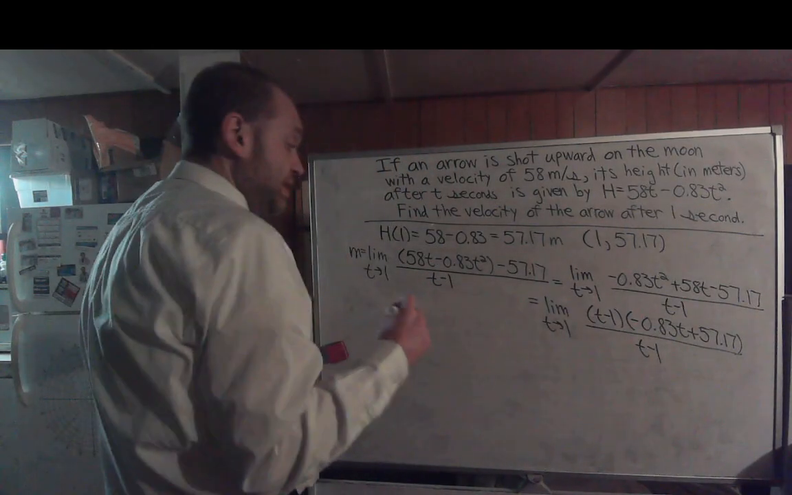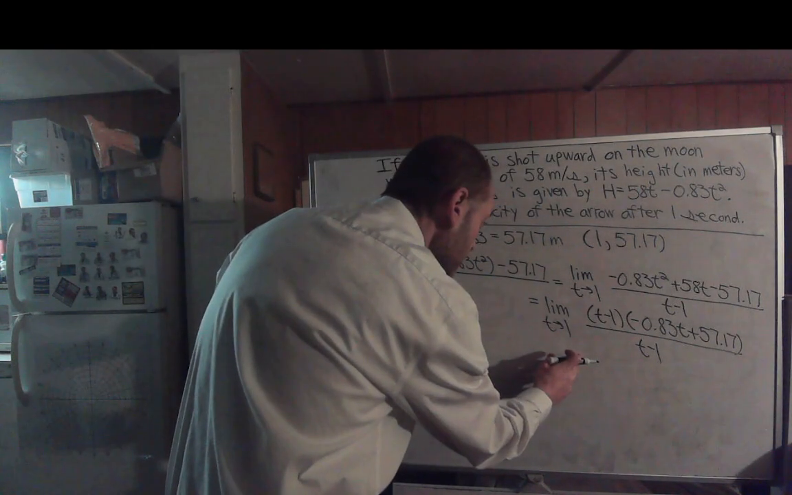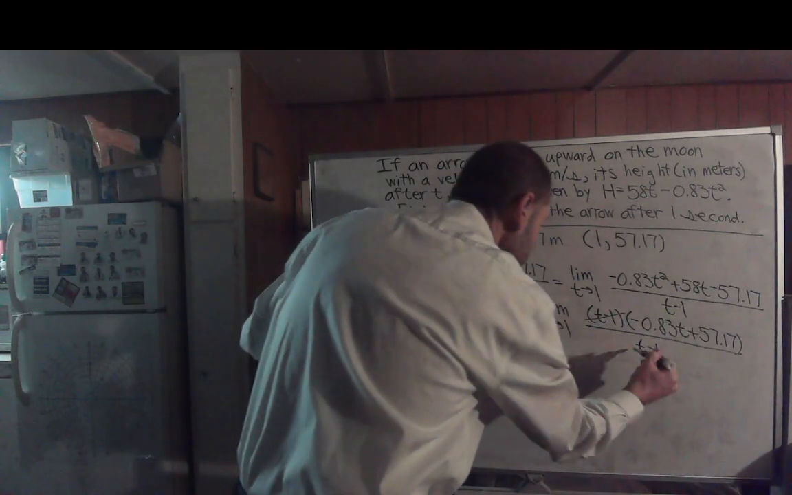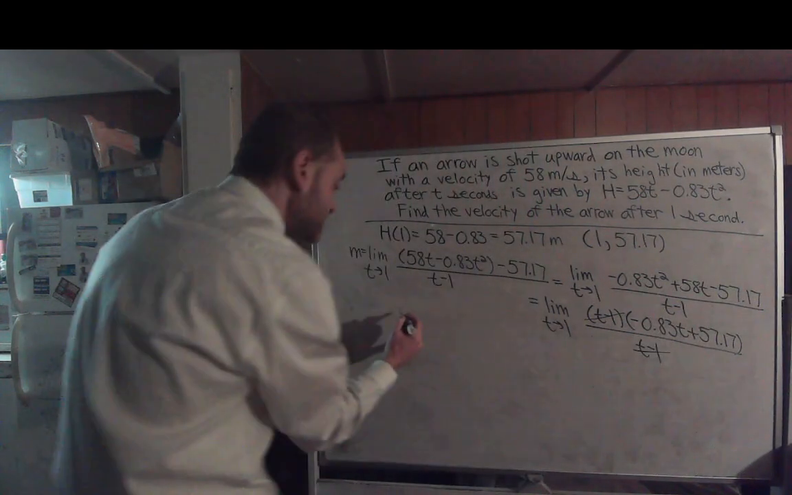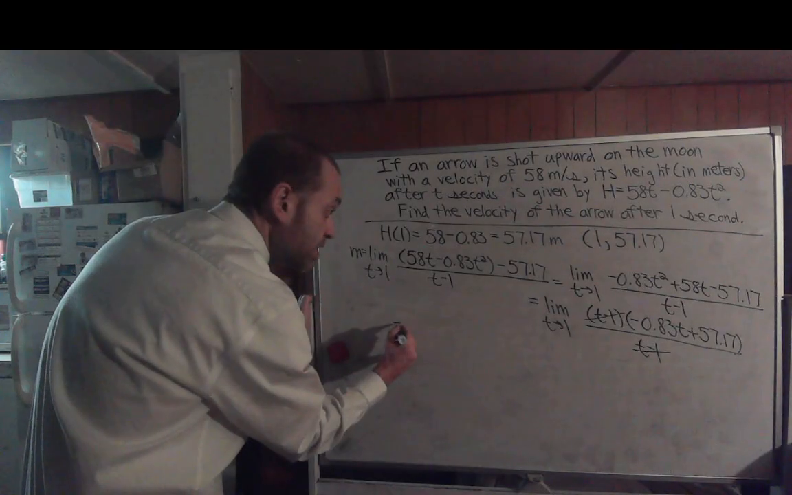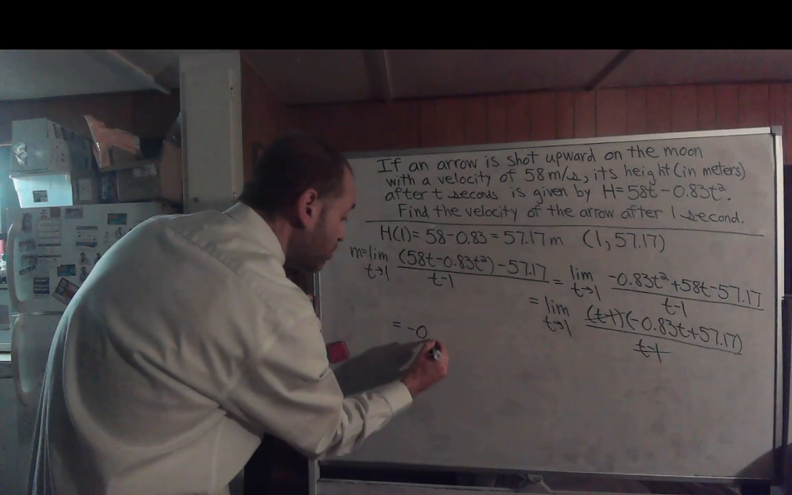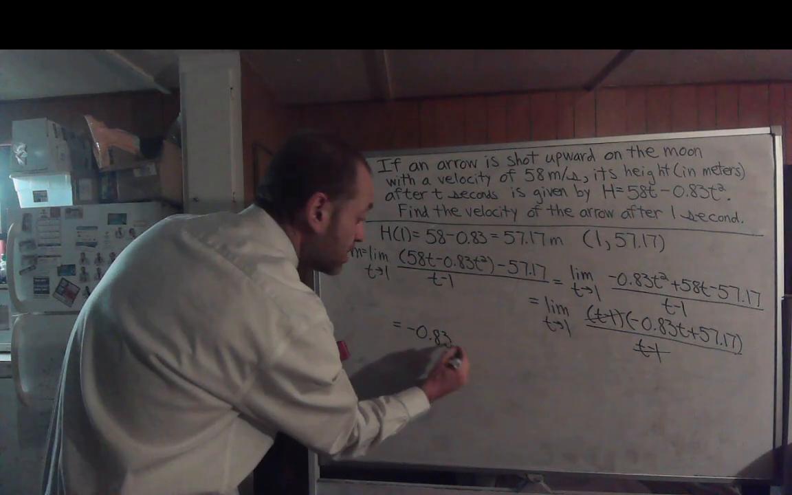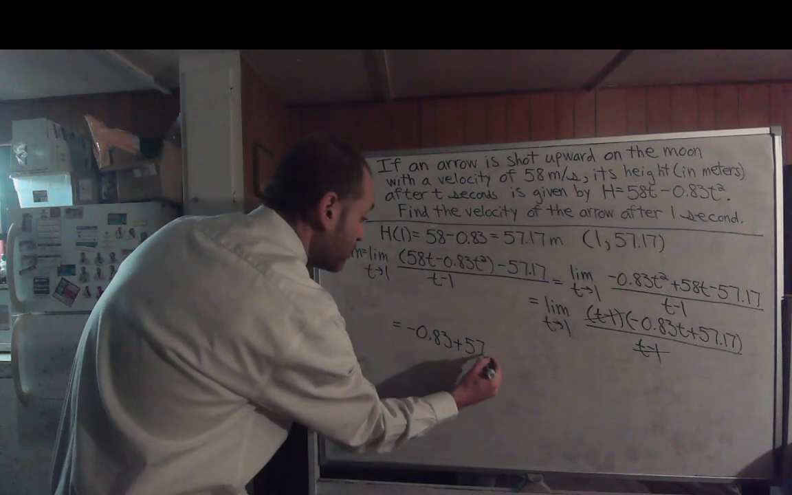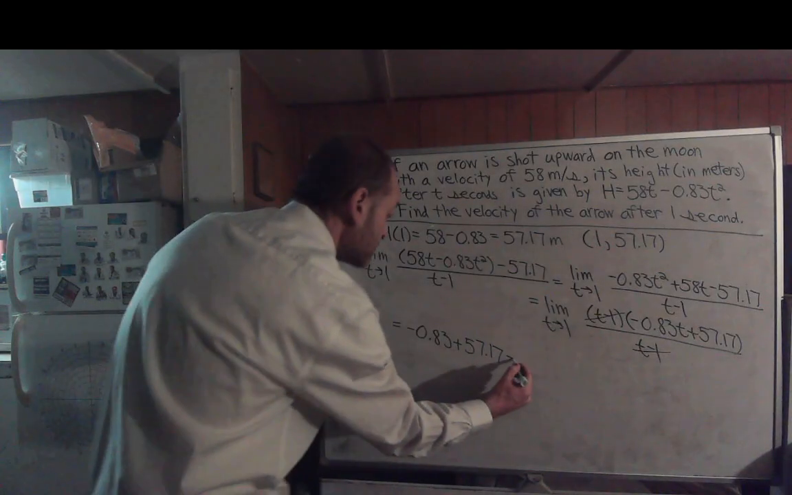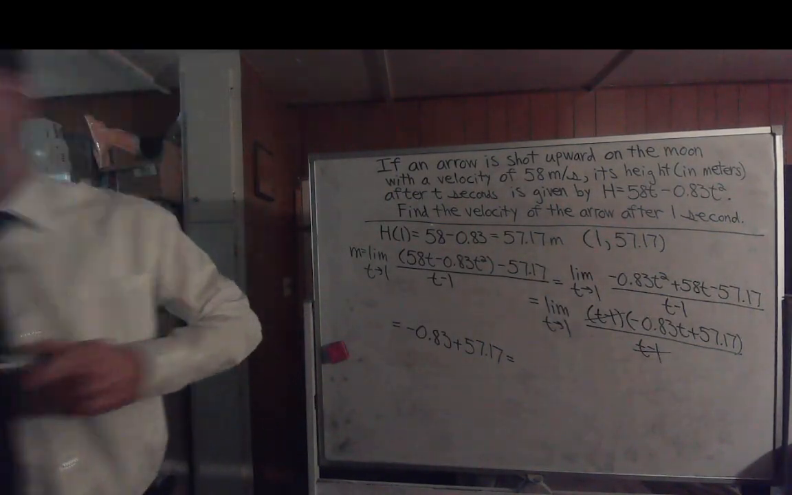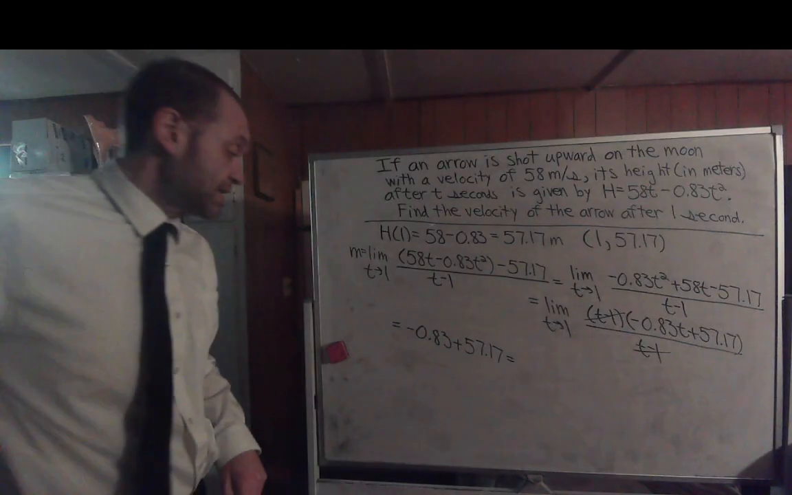So let's see here. So t minus 1s cancel out. Now we can do direct substitution. This would equal negative 0.83 plus 57.17. Let's see what the heck we actually get.